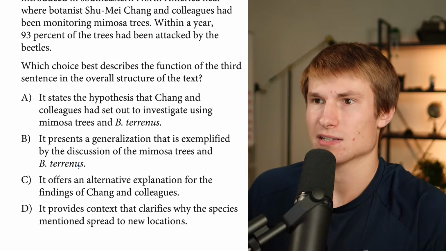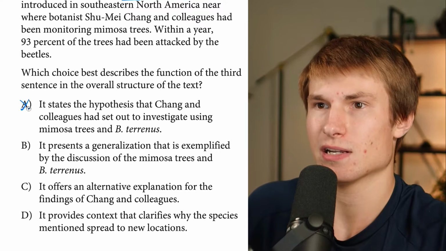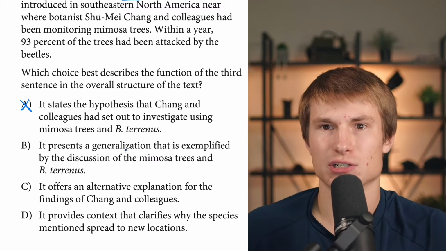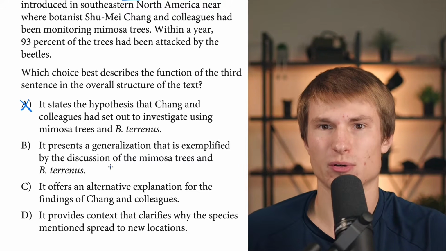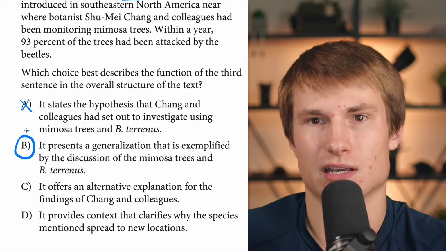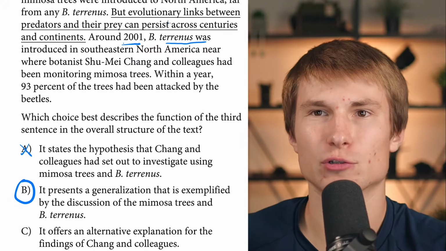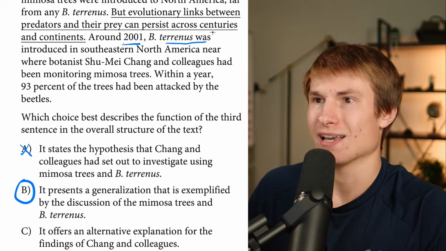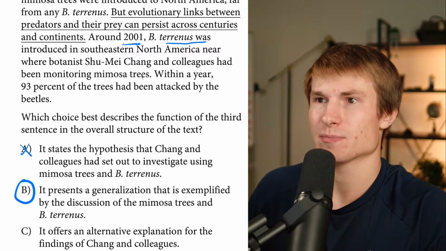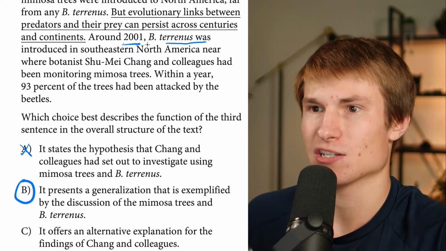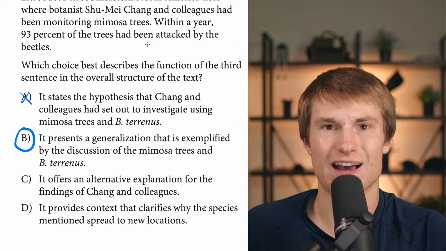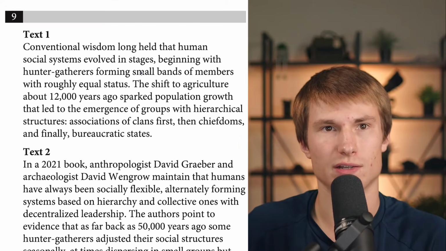So we have option A, it states the hypothesis. There is no hypothesis stated there. B, it presents a generalization that is exemplified by a discussion of the mimosa trees. And B, yes, okay, the generalization there, if we go up, is that evolutionary links between predators and prey can persist across centuries and continents. That is not specific to the B. tyrannus. Okay, that's a generalization, and then we get that example that comes after it, so the answer there has to be B.